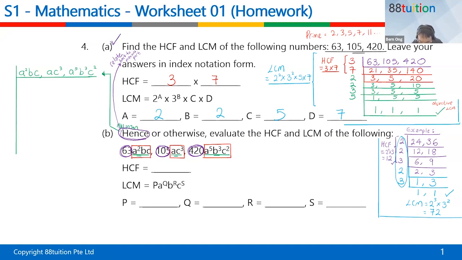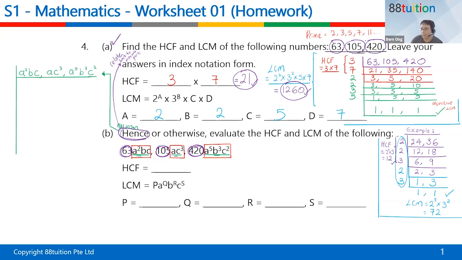So in part A, the HCF is equal to 3 times 7, 21. Is that okay? In part A, the LCM is what? Let me press my calculator. It is 2 to the power of 2 times 3 to the power of 2 times 5 times 7, which is 1260. Learn to press your calculator. This is what is found in part A. So the HCF is 21 and the LCM is 1260 for these 3 numbers. Are you clear?